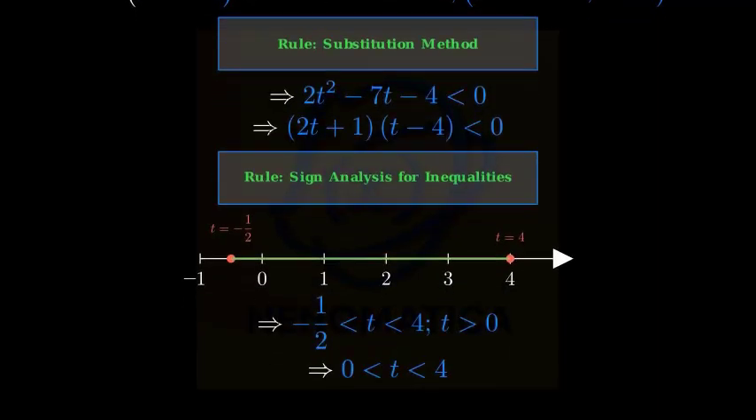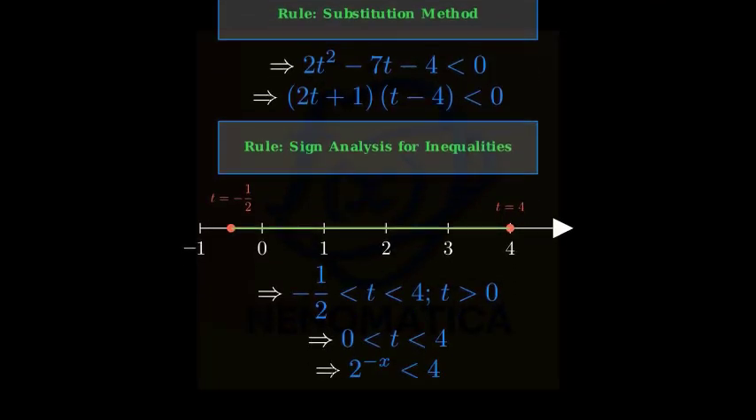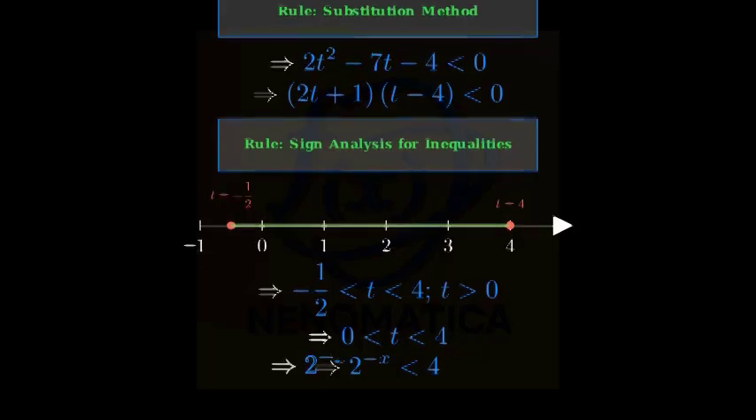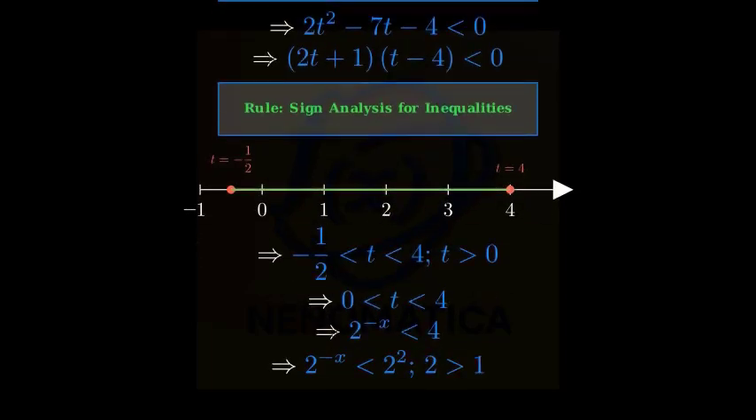Since we've established that t is greater than 0 and negative 1/2 is less than 0, we can simplify our solution to 0 less than t less than 4. Now let's substitute back our value for t. Remember that t equals 2 to the power negative x, so 2 to the power negative x is less than 4. We can rewrite 4 as 2 squared. So our inequality becomes 2 to the power negative x is less than 2 squared.